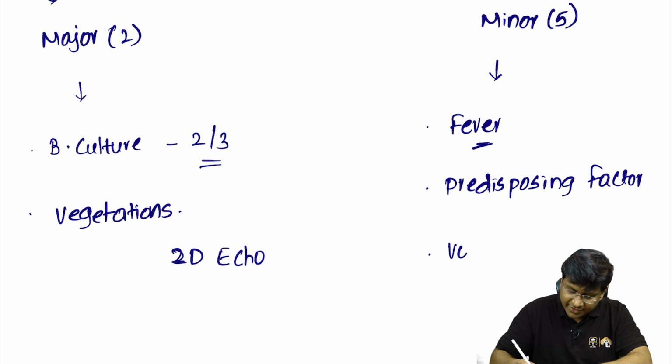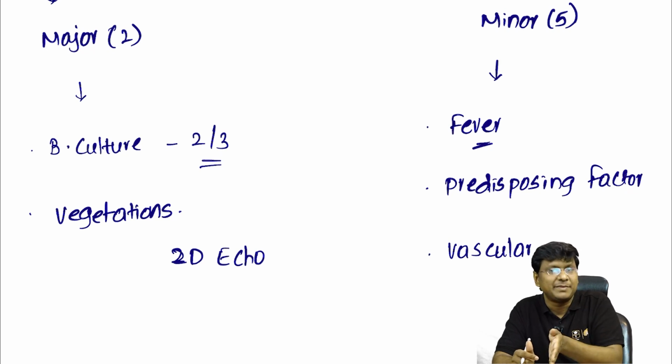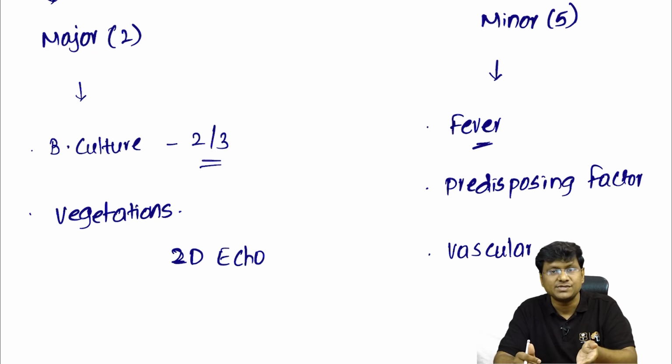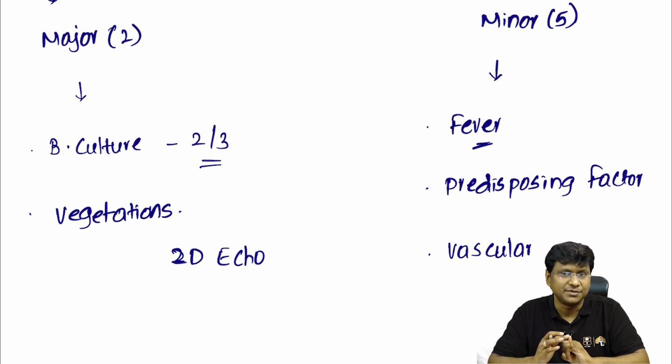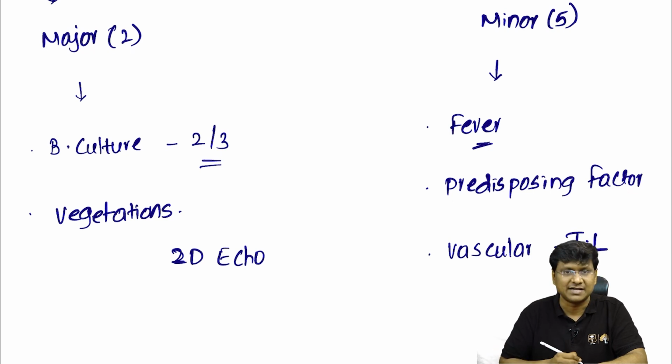Then you need to be aware of the vascular phenomena. What are the vascular phenomena that are part of the minor criteria of infective endocarditis? The presence of mycotic aneurysm, intracranial hemorrhage, Janeway lesions. Okay, so Janeway lesion is a vascular phenomenon.